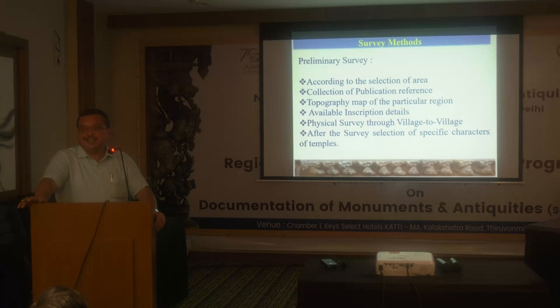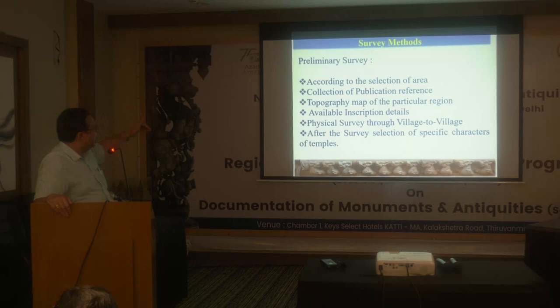This is the pattern. First, according to the selection of the area, we choose some area. Then we try to see what publications are available regarding that area. We look at our earlier documentation, as well as some exploratory notes. Then we use topography to visit the village. And then we can see the available inscriptions. So many inscriptions were copied by archaeologists. Based on the inscriptions, we select the temples. Then we physically go and visit the village and confirm whether it is there or not.